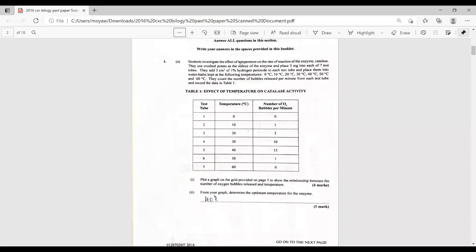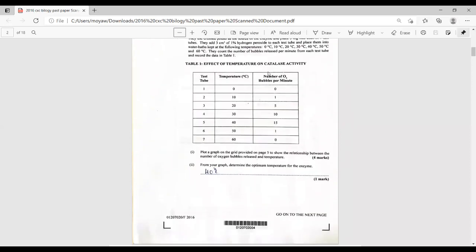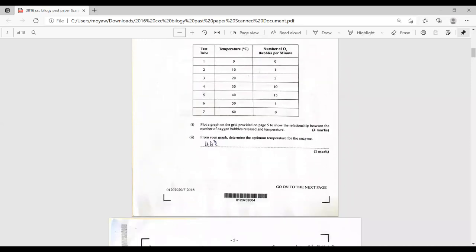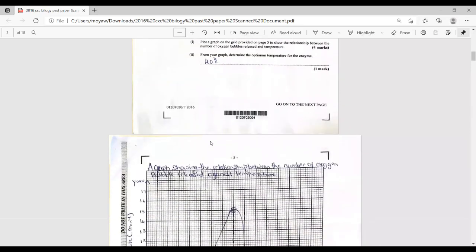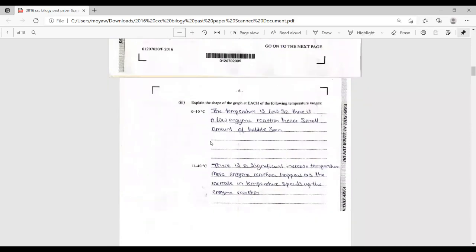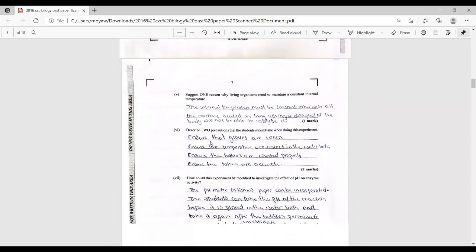So your conclusion should be something like, the effect of temperature on the rate of enzyme reaction was investigated and it was successful. And you could give them more information based on what you got. You could tell them the optimum temperature like I did. And you should be okay. It's 1 mark. Moving on.